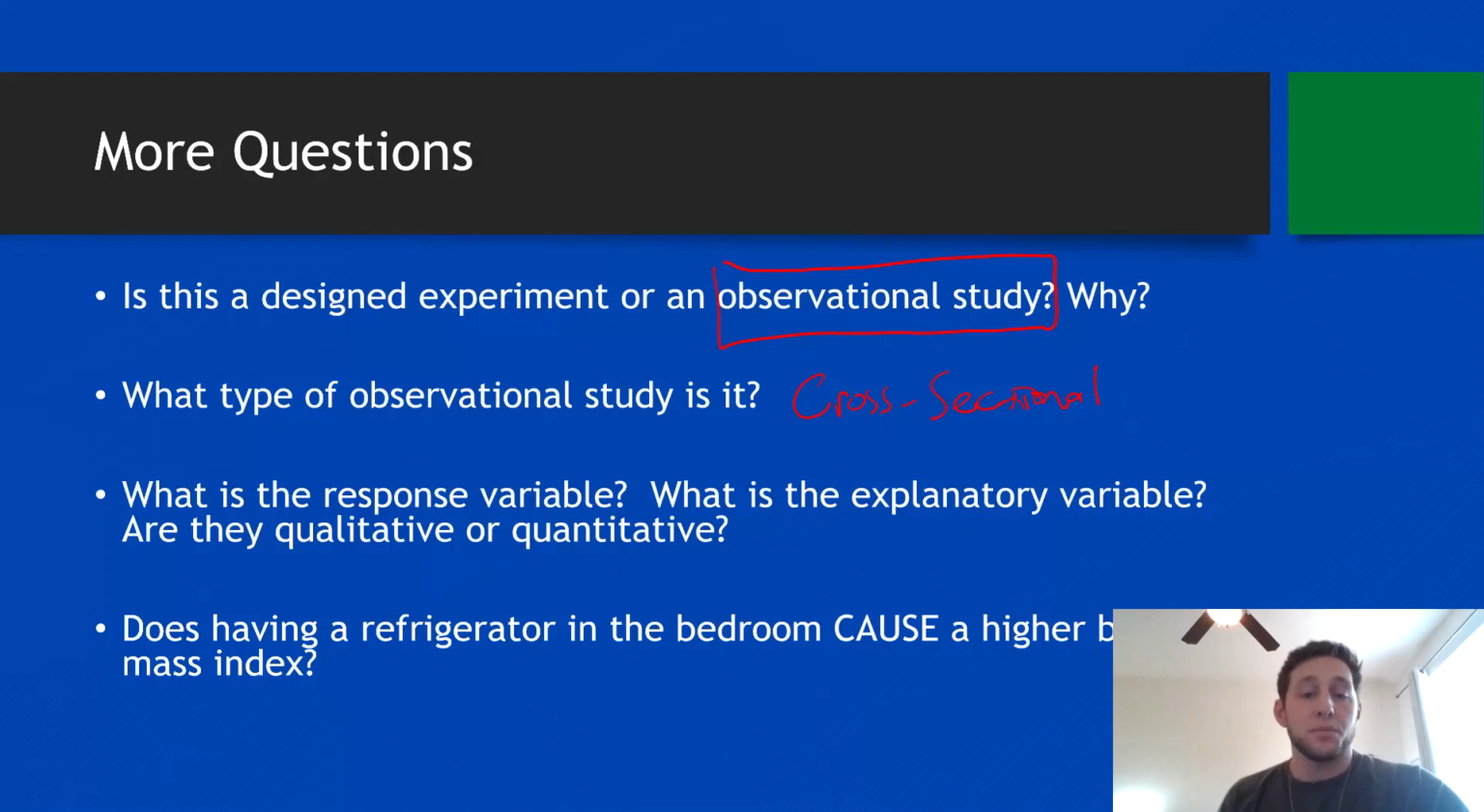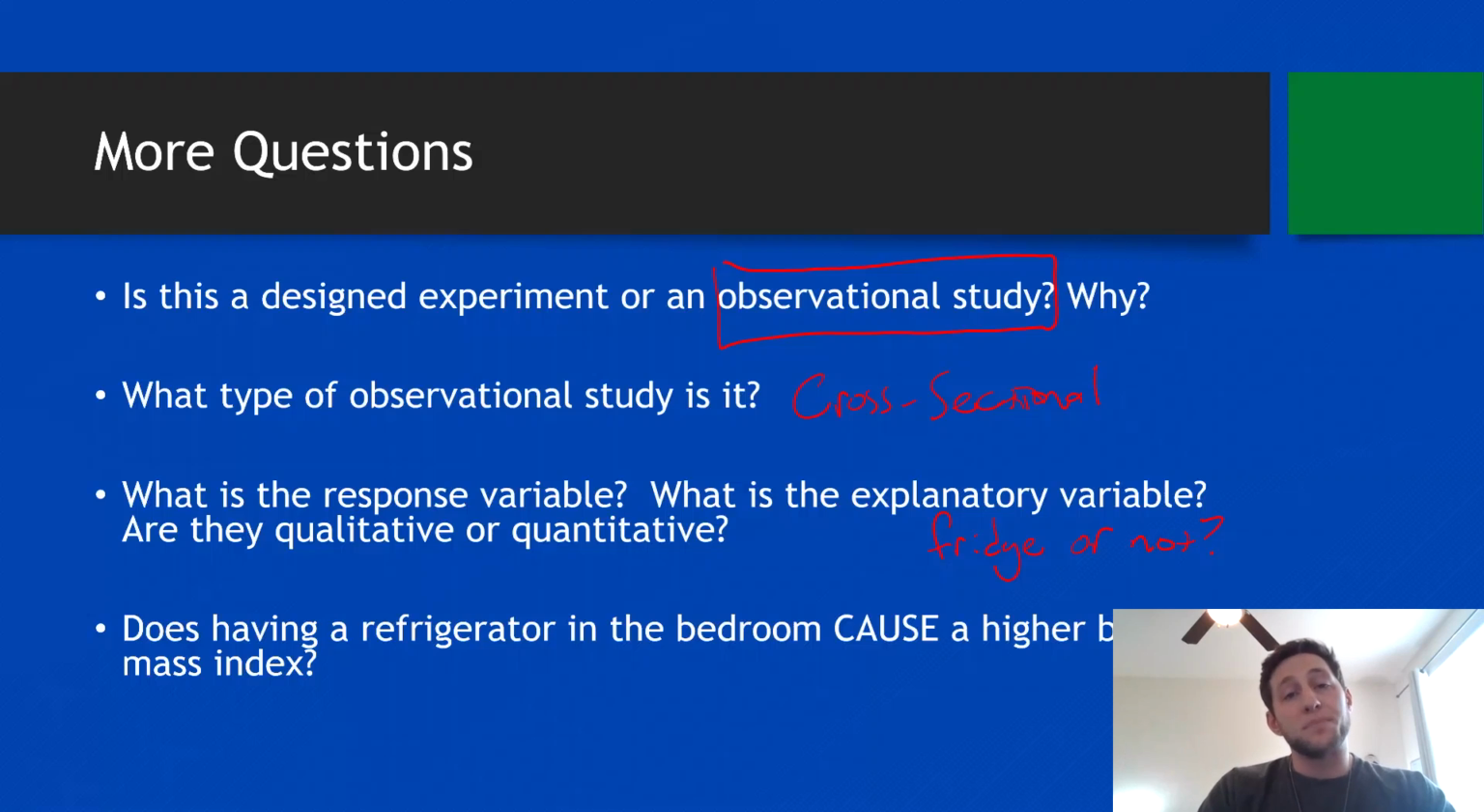What is the response variable? What is the explanatory variable? And are they qualitative or quantitative variables? Well, let's start with the explanatory variable. What are we trying to use to explain the thing we'll get a result on? The explanatory variable will be whether or not you have a fridge. So yes or no, do you have a fridge?